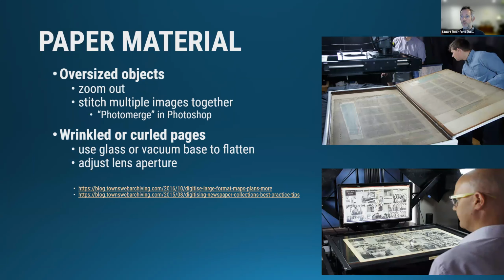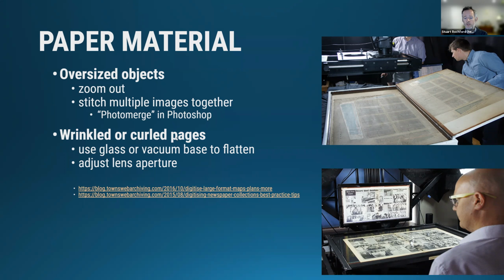Okay, let's see, paper material, oversized objects. You can zoom out if you are using a camera-based setup. You can stitch multiple images together using photo merge in Photoshop, and we can talk about that as well later on. I did include some links below from Towns Web Archiving there in the UK, and they have some really good documentation if you want to read up some more about how to digitize problematic and oversized items like these. That's a gigantic something they're scanning. I'm not sure what it is, but that one is something that you would have to stitch in multiple sections and bring it into Photoshop to join them.